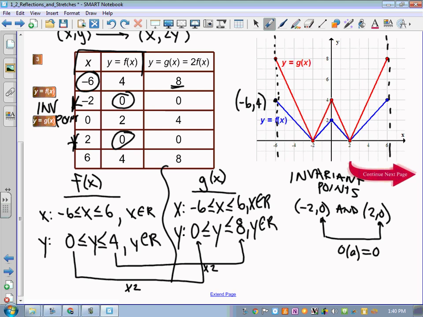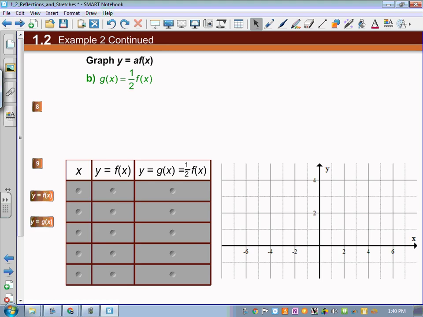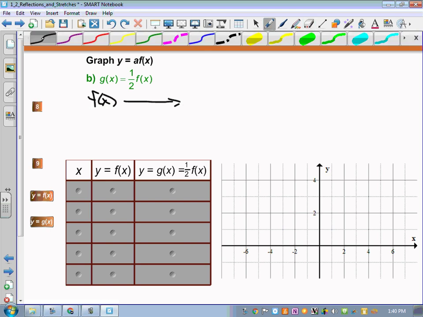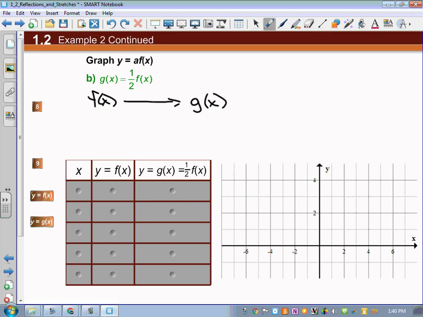Okay, looking at the next one, what they're doing is they're changing the value. And I want to write this out again: if we look at f of x and transform it into g of x, then the way that we do that, in this case, is a vertical stretch by 1/2. Or again, trying to push that mapping as we go, x comma y turns into x comma 1/2 y.